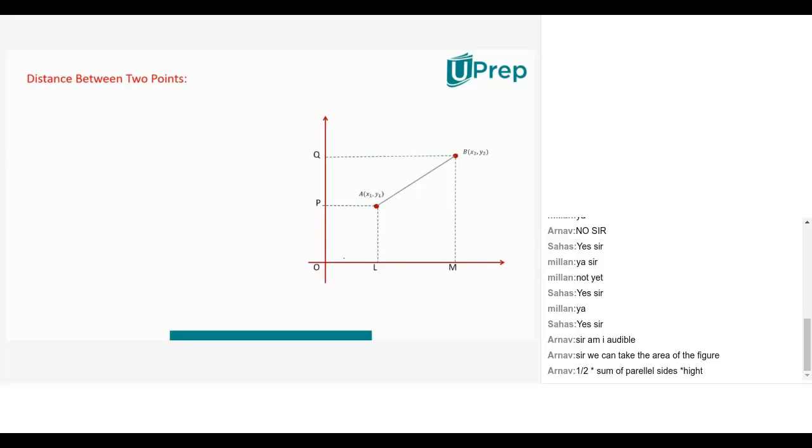I drop the perpendicular from that point A on this line BM, which is some point C.